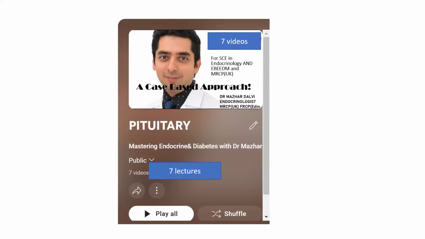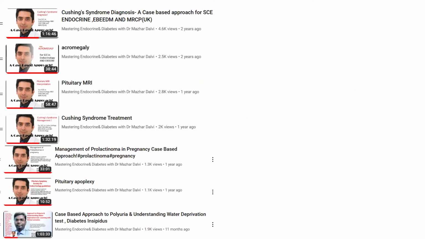Pituitary section, we have 7 lectures. This includes case-based approach to Cushing's and acromegaly. There is a detailed session on different MRI pituitary image interpretations, which are commonly asked in the exams and have appeared in the previous exams. There is evaluation of Cushing's, as I told you, in 1 session, and treatment of Cushing's in 1 session, because those are more extensive sessions of over 1 hour each.